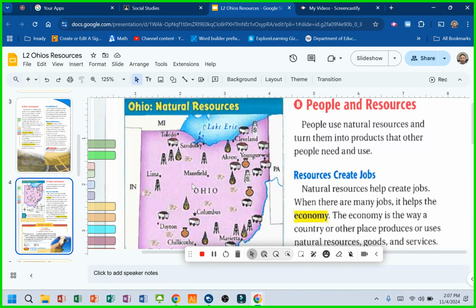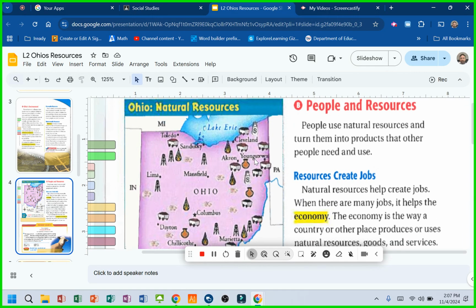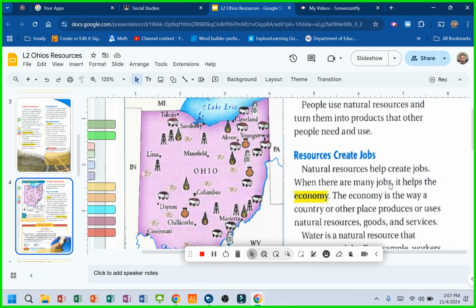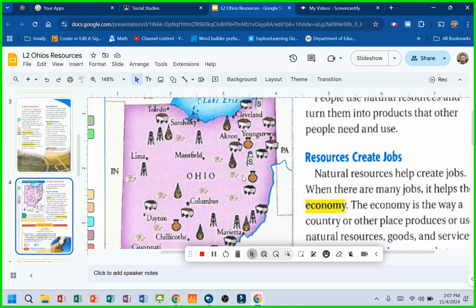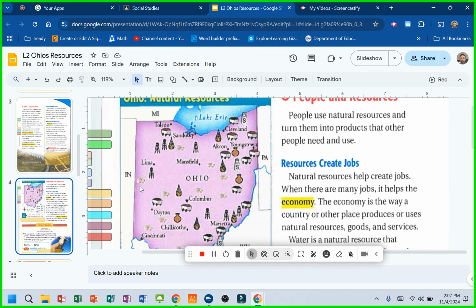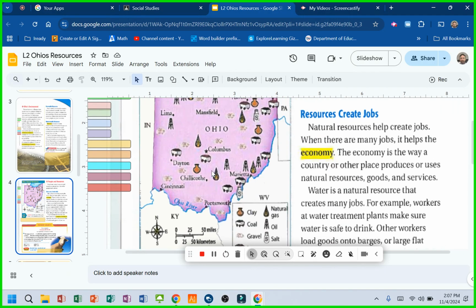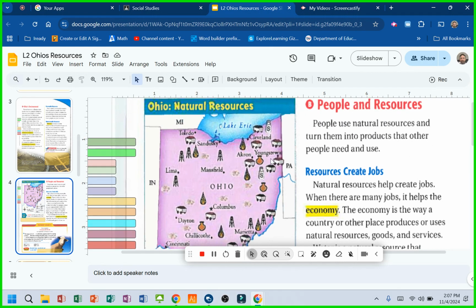It says, look right here. Remember this map? You just did something with the map, right? It's just like this map, is it not? People and resources. People use natural resources and turn them into products that other people need and use. All right, so can we identify some of the natural resources on this map right here? I see salt. I see coal. I see oil. That's an oil derrick, yeah? Clay. Where's clay? Oh, yeah, I see it. Yeah, gravel. Clay, yeah, clay right here. Natural gas, that's what this is. There's some big natural gas deposits up by us, right?